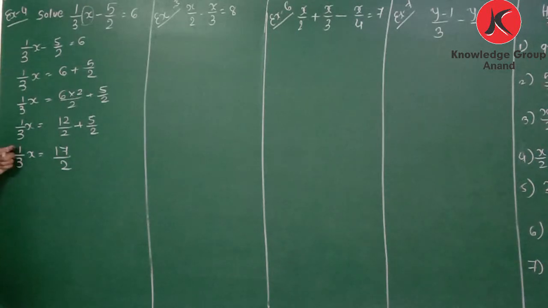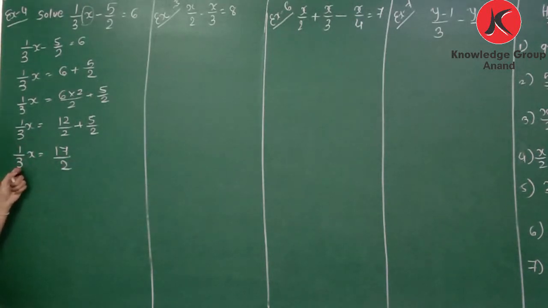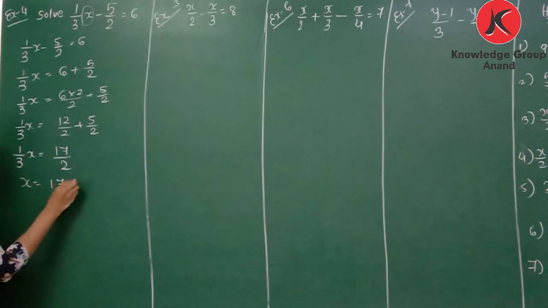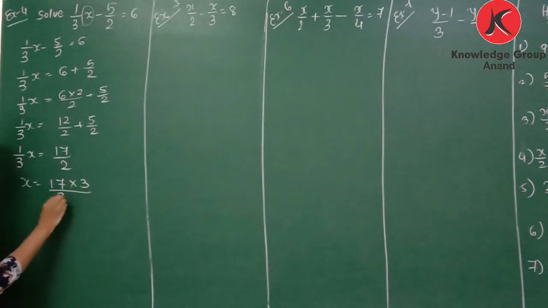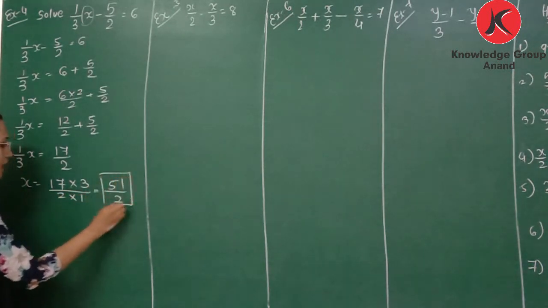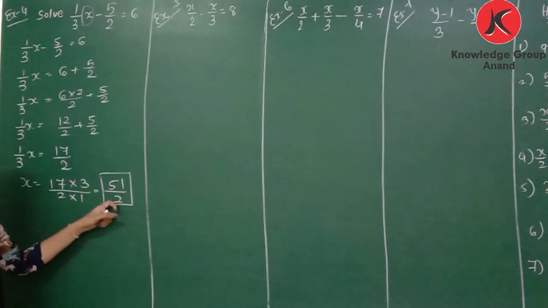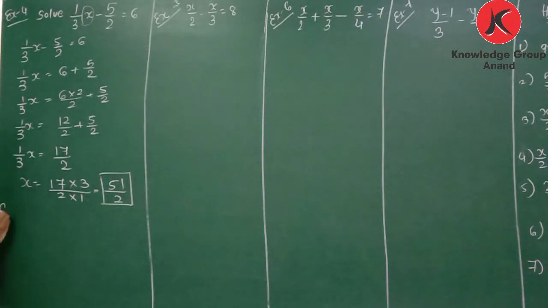Now here 1 is in a multiplication, so it becomes the denominator, and 3 in a divide becomes the multiplier. So x is equal to 17 multiplied by 3 divided by 2, which is 51 by 2, that is the answer of our variable x is equal to 51 by 2. Now you can check your answer. Let's check.